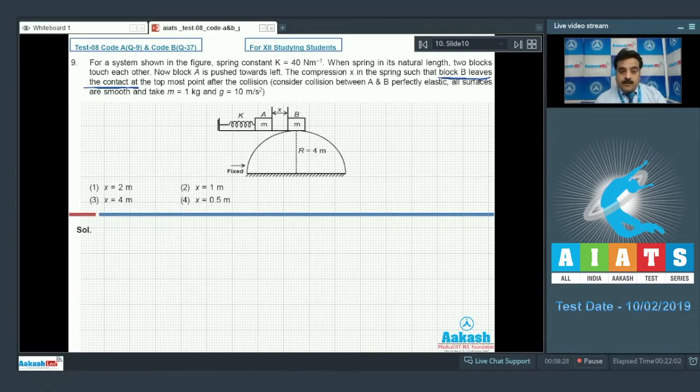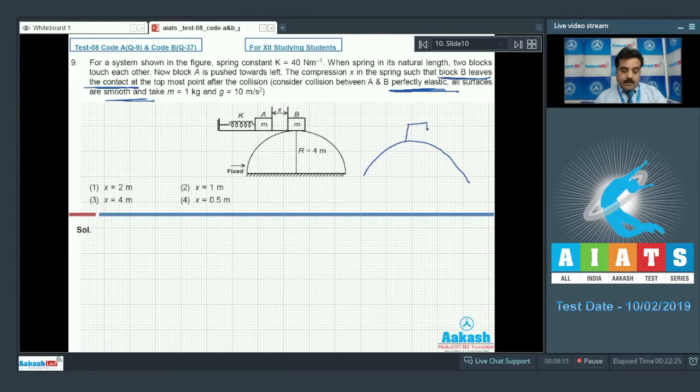At the topmost point after the collision, consider collision between A and B perfectly elastic. This is another important hint. All surfaces are smooth, and you can take M equal to 1 and G equal to 10 meter per second square. So you can solve this question quickly.